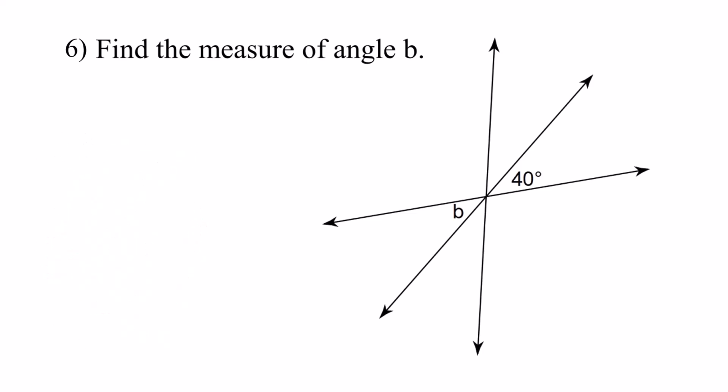B is vertical to 40. Pretty easy. There's not much math to do. Vertical angles are congruent, which means they have the same measure. So we've got 40 degrees.